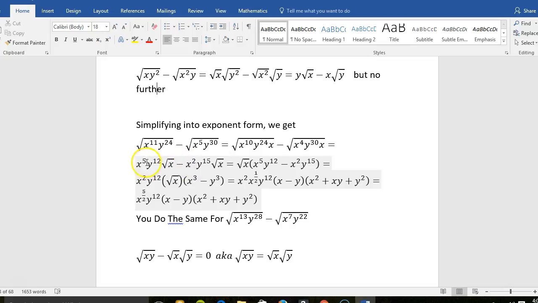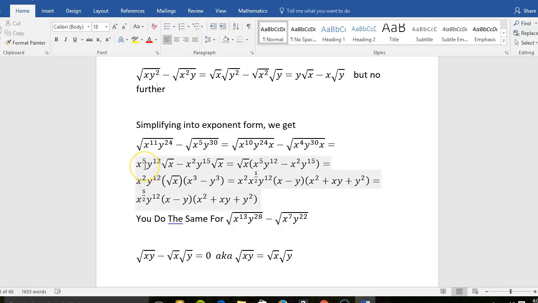Now notice that this term minus this term, they both have a radical x in common. We can take out radical x, and that would just leave me with x to the 5th, y to the 12th, minus x squared, y to the 15th. So I just filtered out or factored out a radical x. And by radical, I always mean square root. So there's that. And again, all variables are positive, as always.